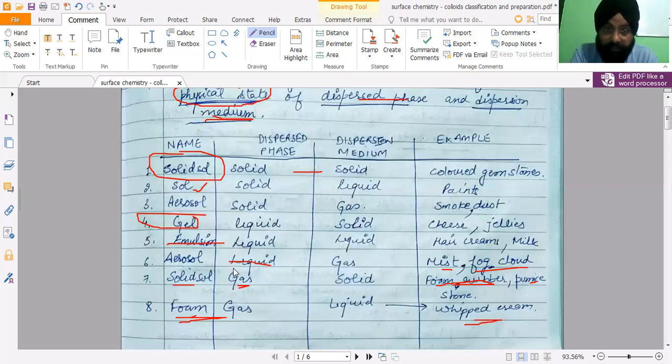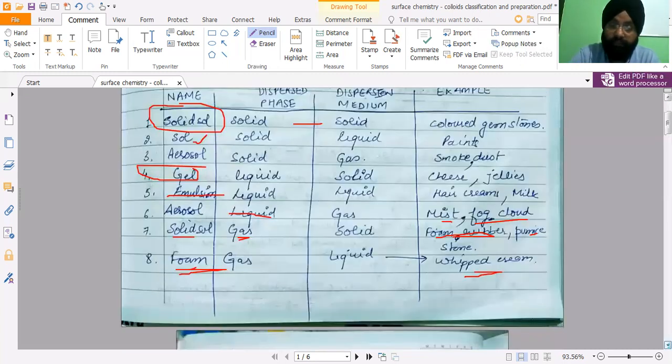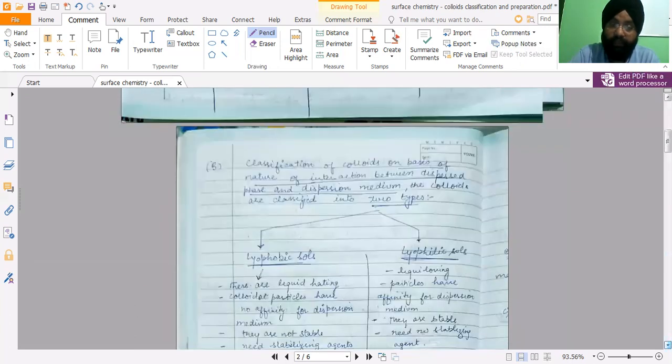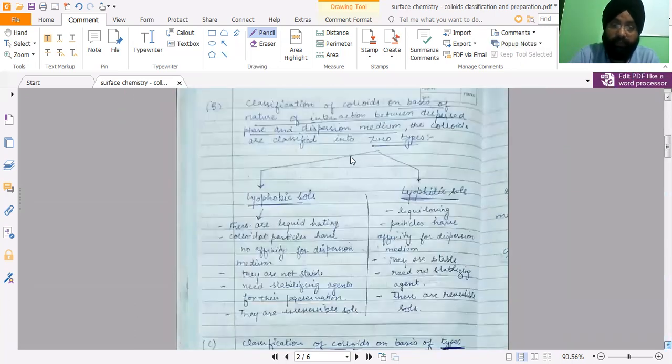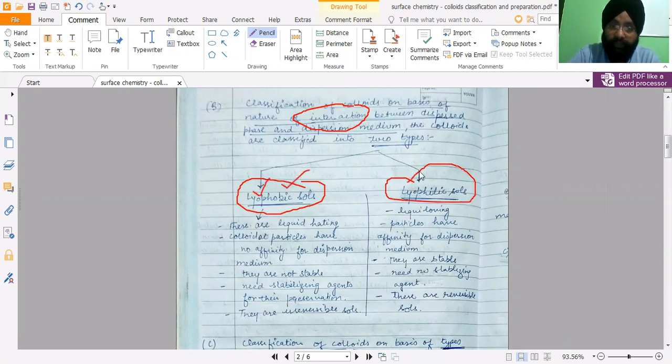The next classification is based on the type of interactions between them. So we have 2 types of colloids on the basis of interaction forces between the dispersion medium and dispersed phase particles. First is lyophobic and the other one is lyophilic. Lyo means liquid, phobic means hating, and philic means loving. So lyophobic are liquid hating.